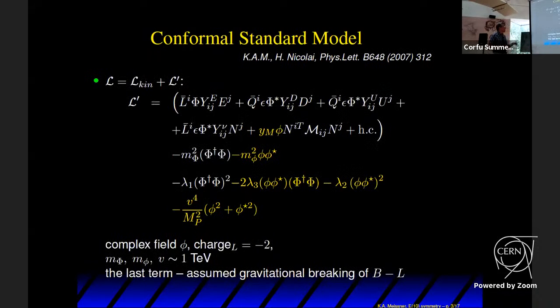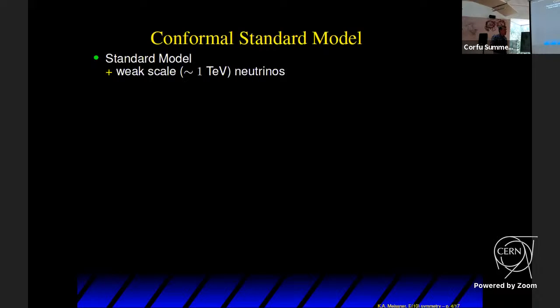So the model itself, I just flash it to show that it has only a few more parameters. The yellow ones are new with respect to the standard model. The white ones are just the standard model. We introduce a new complex field that couples with a Majorana coupling to the right chiral neutrinos. And the last term is an assumed gravitational breaking of order 1 over Planck mass squared. It has only a few more parameters on top of the standard model.